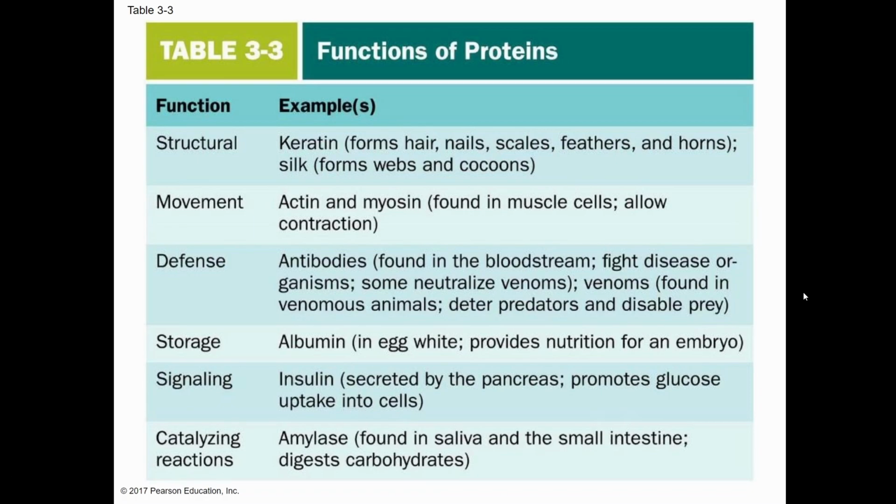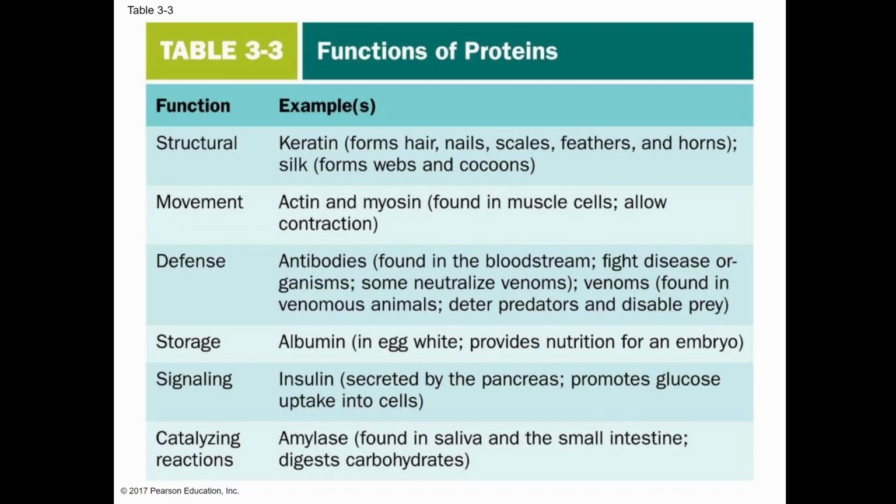Keratin is found in hair, collagen is found in your skin, actin and myosin in muscle cells, antibodies are proteins produced by plasma cells, as specialized immune cells, and venoms, even though they're not good for us, they're defense for other animals like snakes and spiders. Albumin, you may have heard of this being an egg white, actually provides nutrition and transport for chemicals around an embryo. Signaling insulin is a hormone that travels in the blood and talks to the pancreas. And proteins are enzymes. It's probably one of their most important functions.